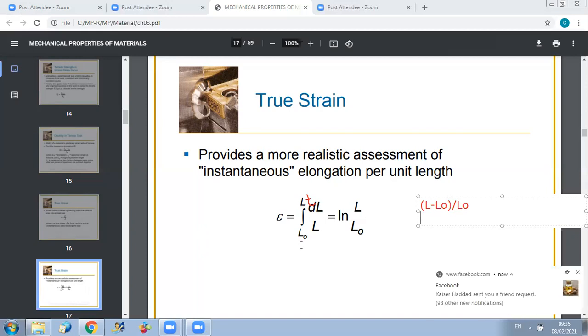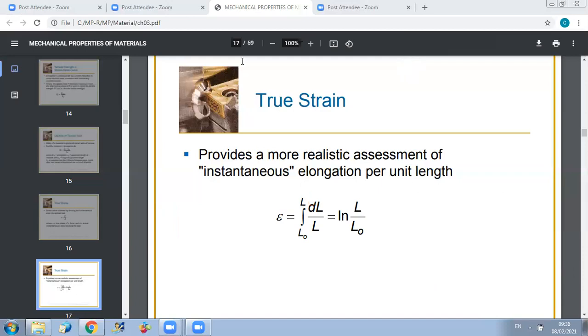Okay, so in this case, at each value of L, the true strain is defined as ln L over L0. This is why it's called the true strain, because it is comparing the variation dl relative to the current length. So this is the value of the true strain epsilon, epsilon T. Also, always to differentiate, you can put epsilon T for true and epsilon E for engineering.